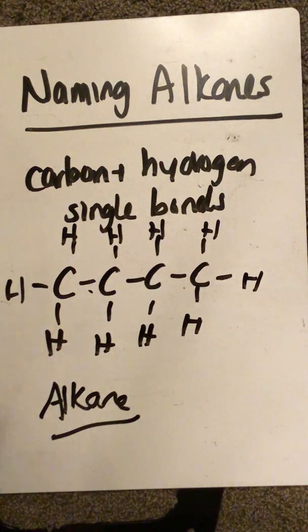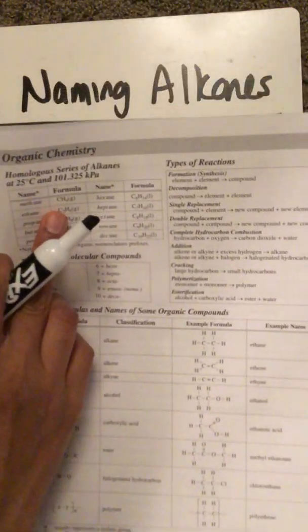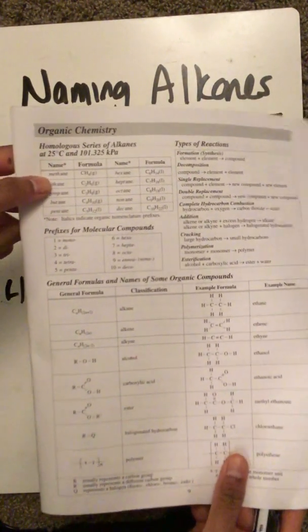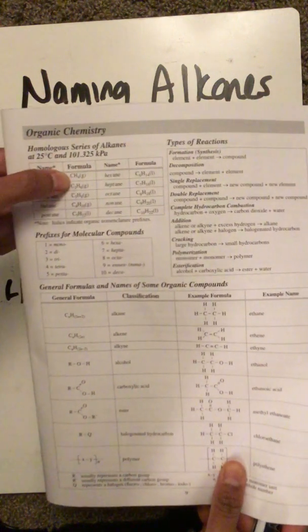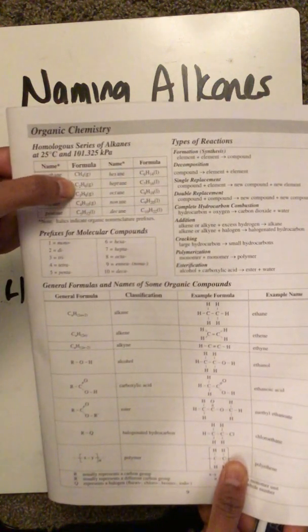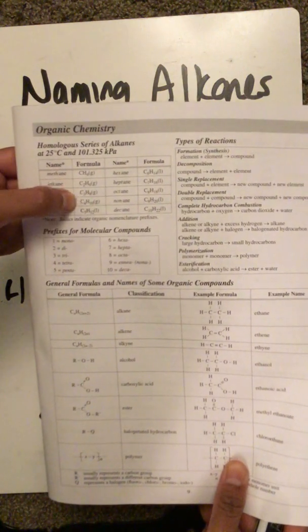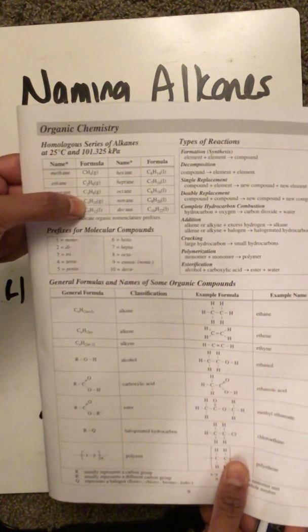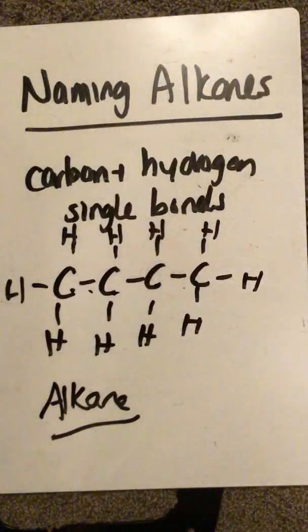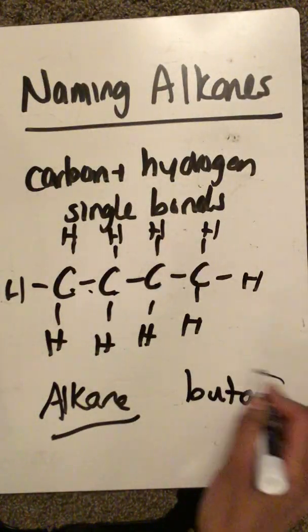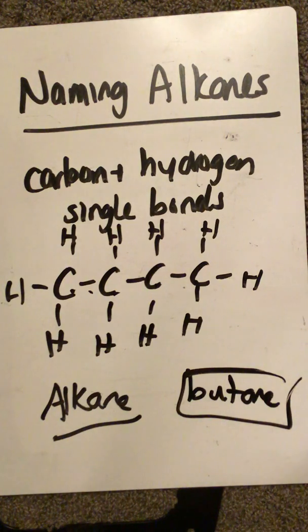Now you gotta name this alkane, and you can use your data booklet to help you. Because if you see this part of your data booklet, it'll tell you the names. Okay, methane, ethane, propane, butane. You can see methane has 1 carbon, ethane has 2, propane has 3, and hey, butane has 4. Well, hey, look, this is 1, 2, 3, 4 carbons. The name must be butane. And there you go. You've just named this alkane.